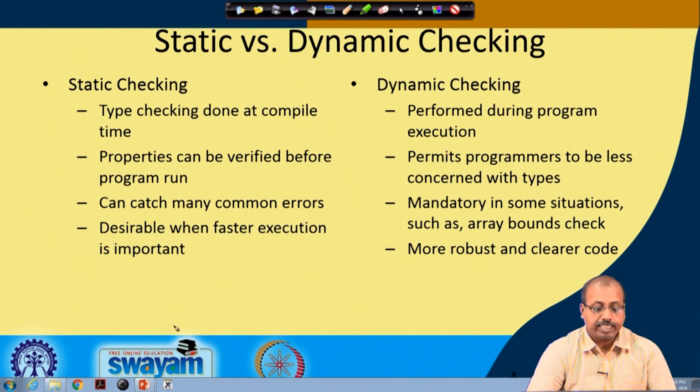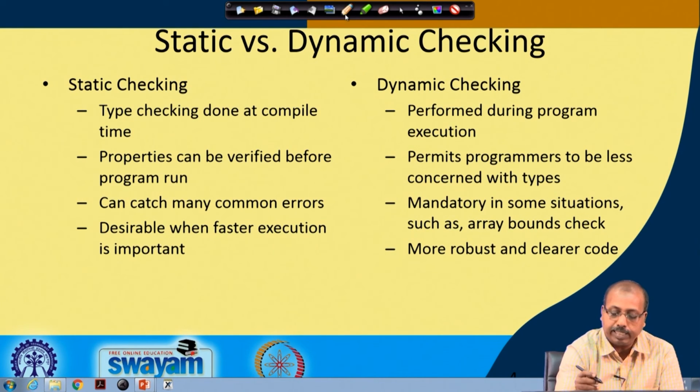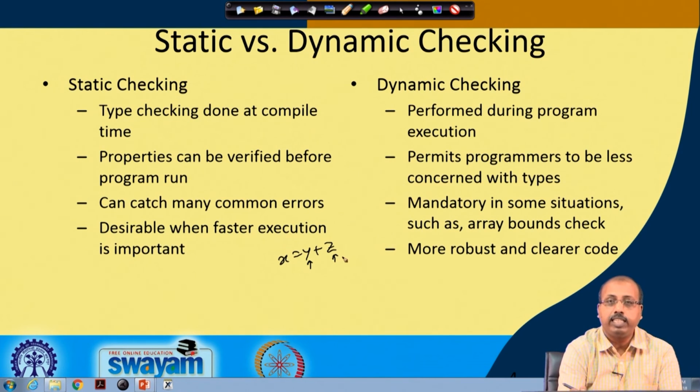Now, static checking is desirable when faster execution is important, because if you are doing dynamic checking, as I have said, for every assignment and operation you need to check the types of operands, and that will make the program inherently slow. Like if I have to do, say, x equal to y plus z, then you first need to check whether y and z are of some type which supports this addition operation.